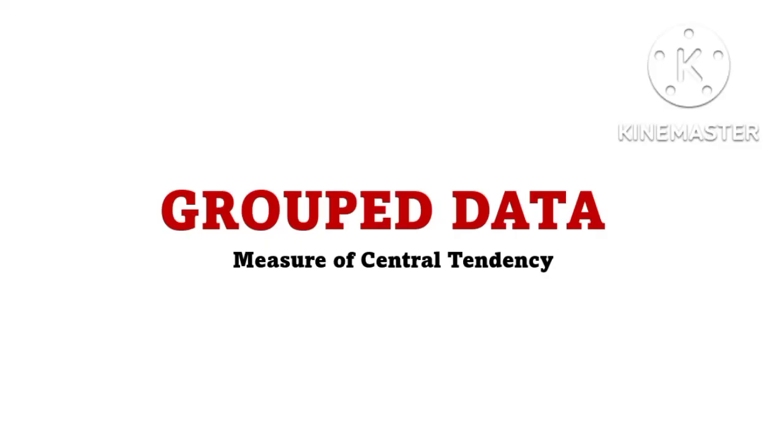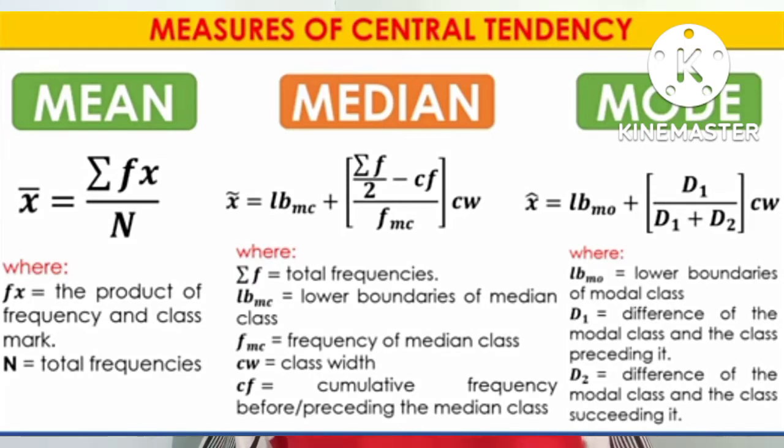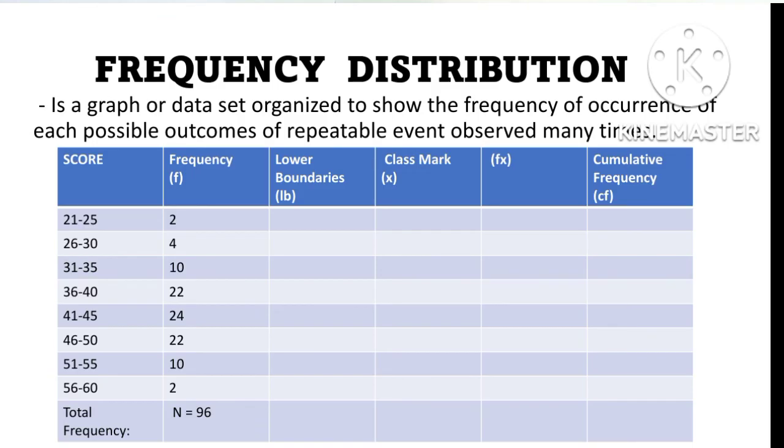For grouped data, we will use the frequency distribution. But we first need to know the formula for mean, median, and mode, because unlike ungrouped data, where we just need to know a few steps, here in grouped data we need to use the following formulas. Again, for those who don't know, a frequency distribution is a graph or dataset organized to show the frequency of occurrence of each possible outcome of a repeatable event observed many times.